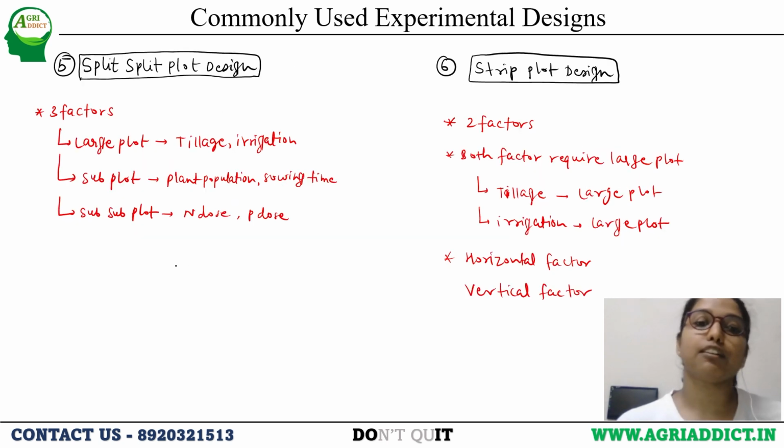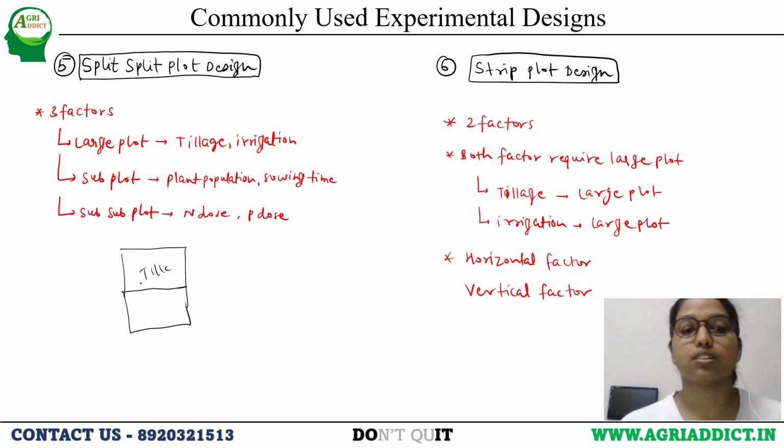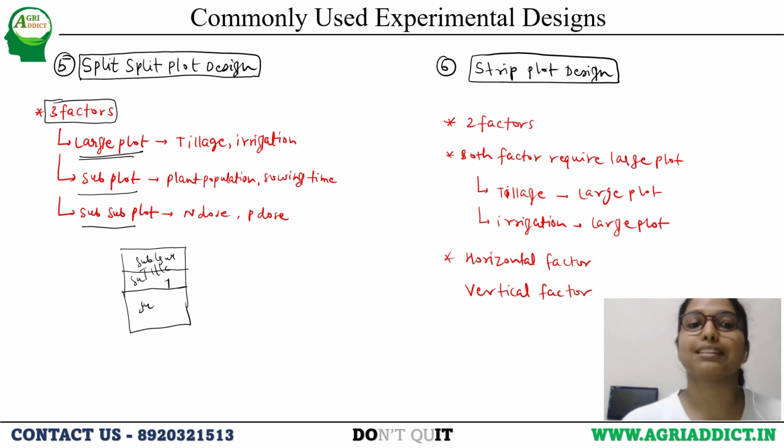Next, split plot design. Say we have made this big, large plot. Here we are doing tillage. And this plot is divided into subplots. And this again is divided into subplots. So for this large plot, here we'll be studying three factors. First requires a large plot, second requires a small plot, and third requires a very small plot, like a subplot. So for large plot, like tillage, irrigation, as I told earlier; subplot, say plant population, sowing time; sub-subplot, nitrogen dose, phosphorus. When we have to study three factors simultaneously, then we use split plot design.